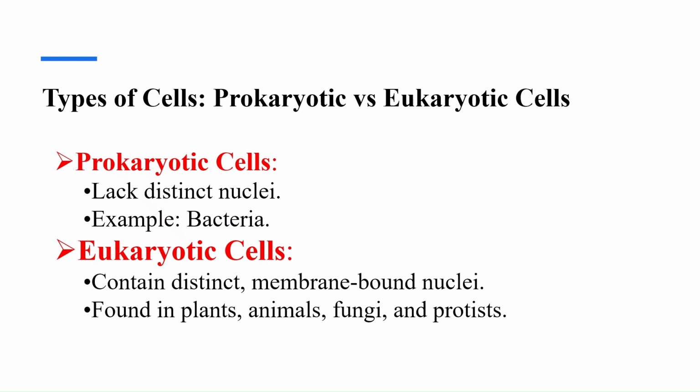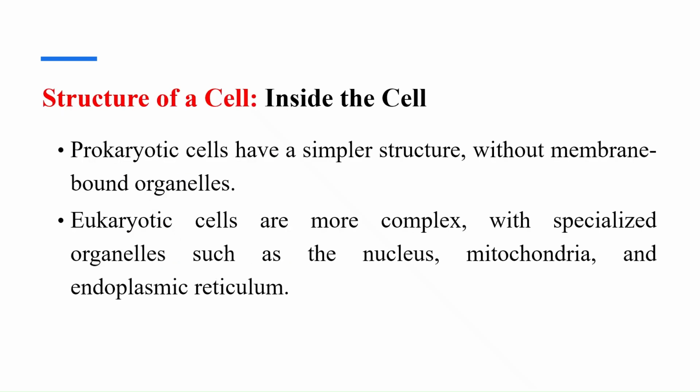Types of cells. There are majorly two types of cells in the living world: prokaryotic and eukaryotic. The prokaryotic cell, such as bacteria, does not have a distinct nucleus. Instead, the genetic material is scattered within the cell. On the other hand, eukaryotic cells, which are found in plants, animals, and fungi, have a well-defined nucleus where the genetic material is stored.